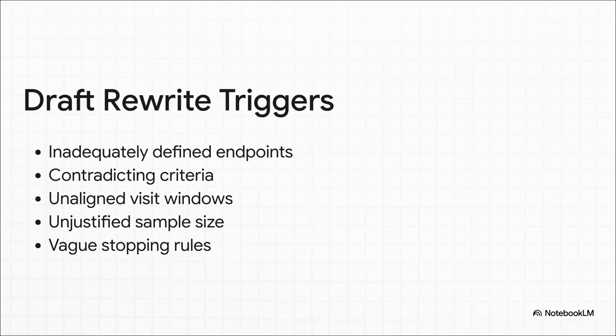So, if you want to avoid those brutal rewrite cycles yourself, you need to actively hunt for these common triggers before you ever hit submit on your first draft. Reviewers will aggressively flag inadequately defined composite endpoints. Inclusion criteria that actively contradict exclusion criteria, yeah, they'll catch that. Same goes for visit windows that don't align with your assessments. Hunt these down yourself, and you will literally cut your rewrite cycle in half.